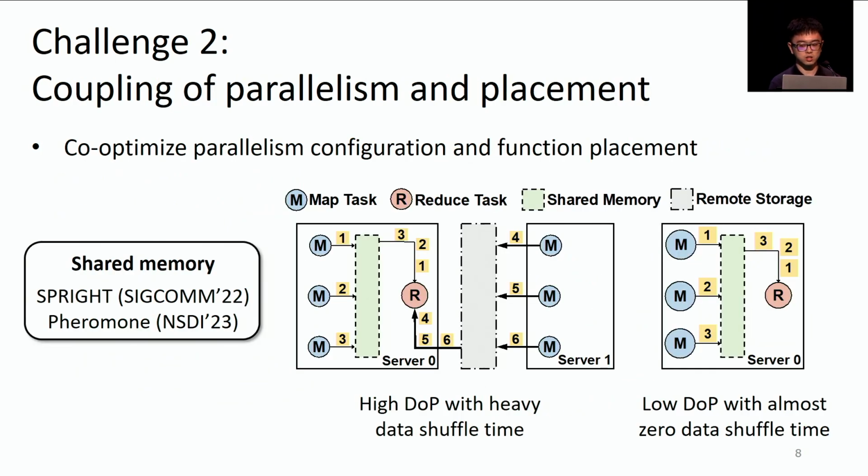Second, recent state-of-the-art serverless frameworks have proposed a shared memory for high-speed intra-server communication. This makes function placement relevant to parallelism configuration. Here's an example of a MapReduce job. The size of the circles indicates their execution times. We can choose high parallelism for the map stage, but the intermediate data should go through the slow remote storage, or we can decrease the parallelism to let the data exchange through fast shared memory. In the end, it is uncertain which case has a smaller JCT.